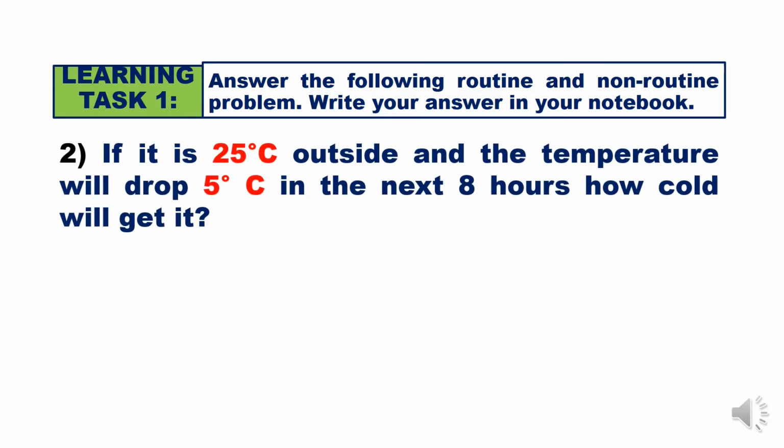If it is 25 degrees Celsius outside and the temperature will drop 5 degrees Celsius in the next 8 hours, how cold will it get? So 25 degrees Celsius minus 5 degrees Celsius, since "drop" means subtraction. The answer is 20 degrees Celsius.